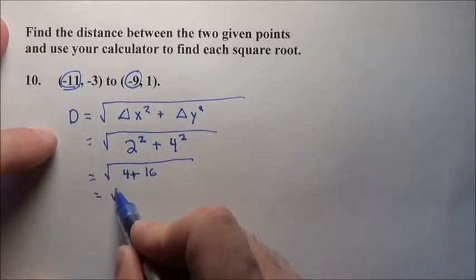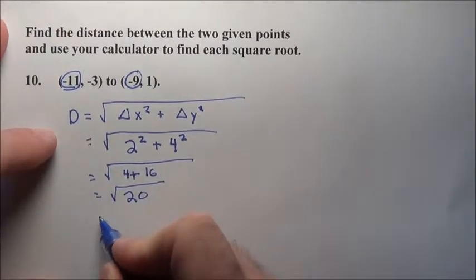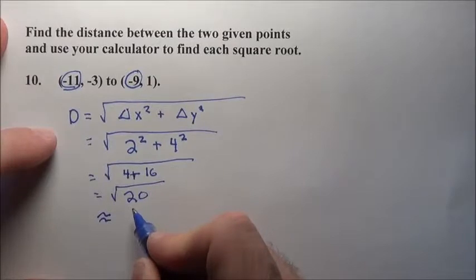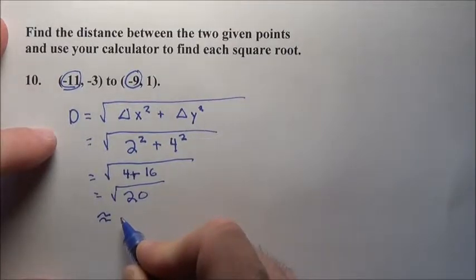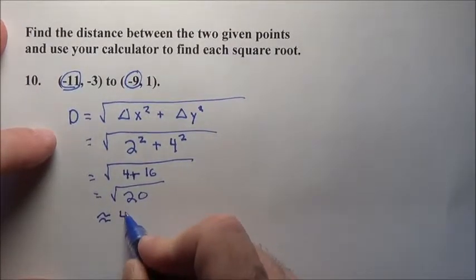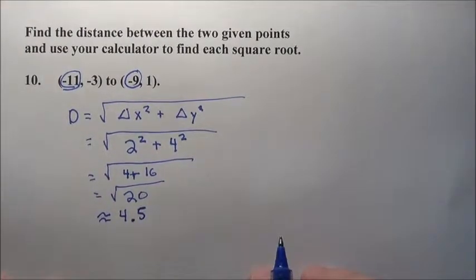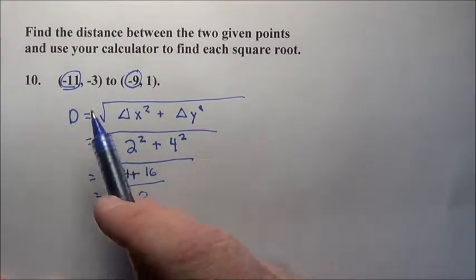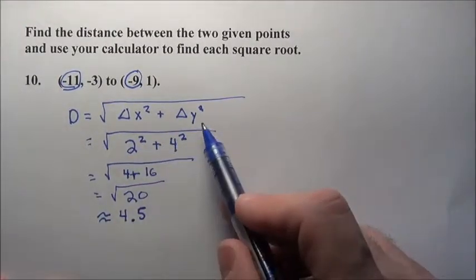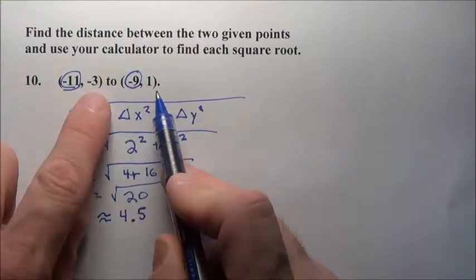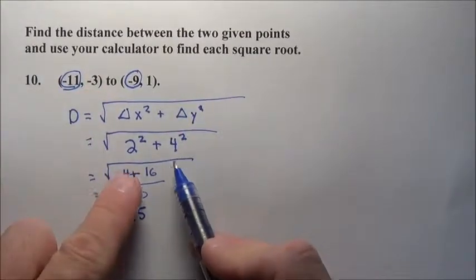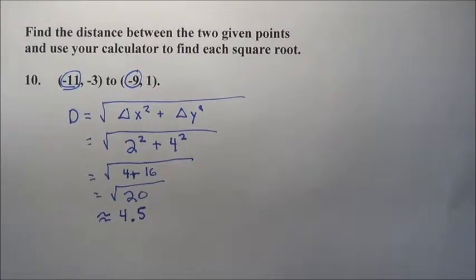And so the answer here is the square root of 20. Now I know that's approximately... 4 times 4 is 16, 5 times 5 is 25, too much. This answer is going to be approximately 4 and a half, I believe. I think the square root of 20, if my memory serves me well, is about 4 and a half. There's problem 10. Simply, you're just looking at the difference between the x's squared plus the difference of the y's squared, put them together, and then simply use the calculator to take the square root.